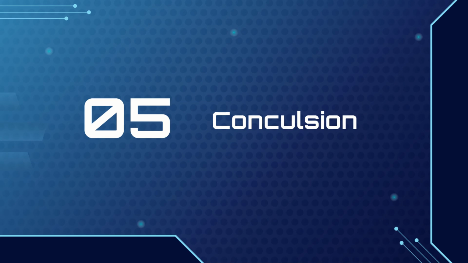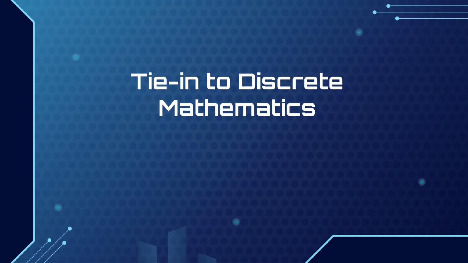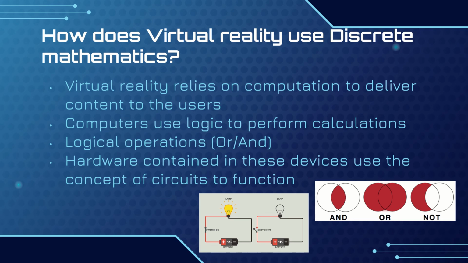You may be wondering exactly how virtual reality ties into discrete mathematics. On a fundamental level, virtual reality relies on computation to deliver the desired content to its users. Computers use logic to perform these calculations, and in various coded applications, the logical operations OR and AND are vastly important to ensure functionality. Knowing that the various devices required for virtual reality to function require electricity, they employ the use of circuits to function.